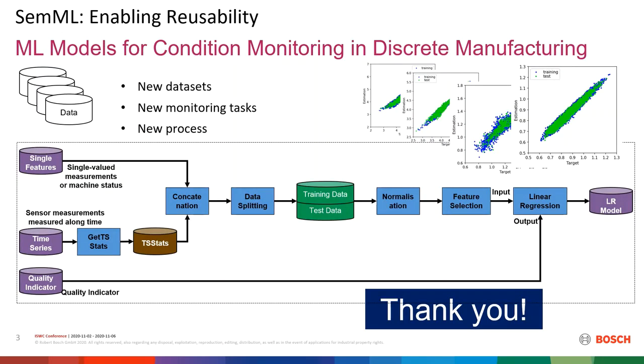The workflow of pipeline reuse we showed in our scenarios is based on the formalized domain knowledge and domain-specific feature engineering. It largely speeds up the development of the machine learning models for condition and quality monitoring.